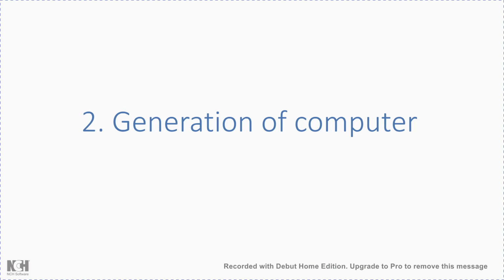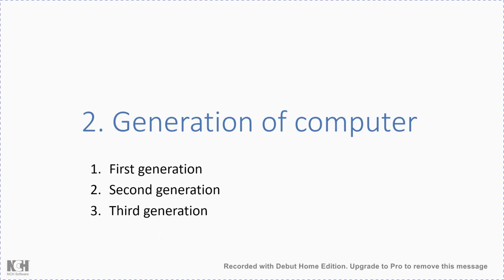Now we'll turn to the generation of computer. Over the years, various computing devices were invented that enabled people to solve different types of problems. All those computing devices can be classified into five generations: first generation, second generation, third generation, fourth generation and fifth generation.